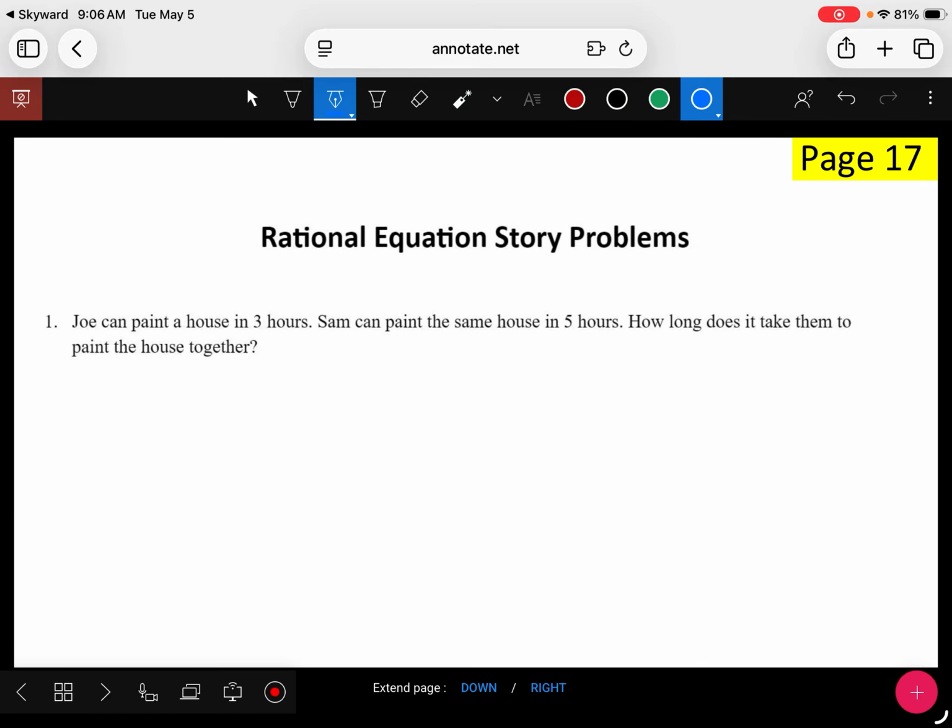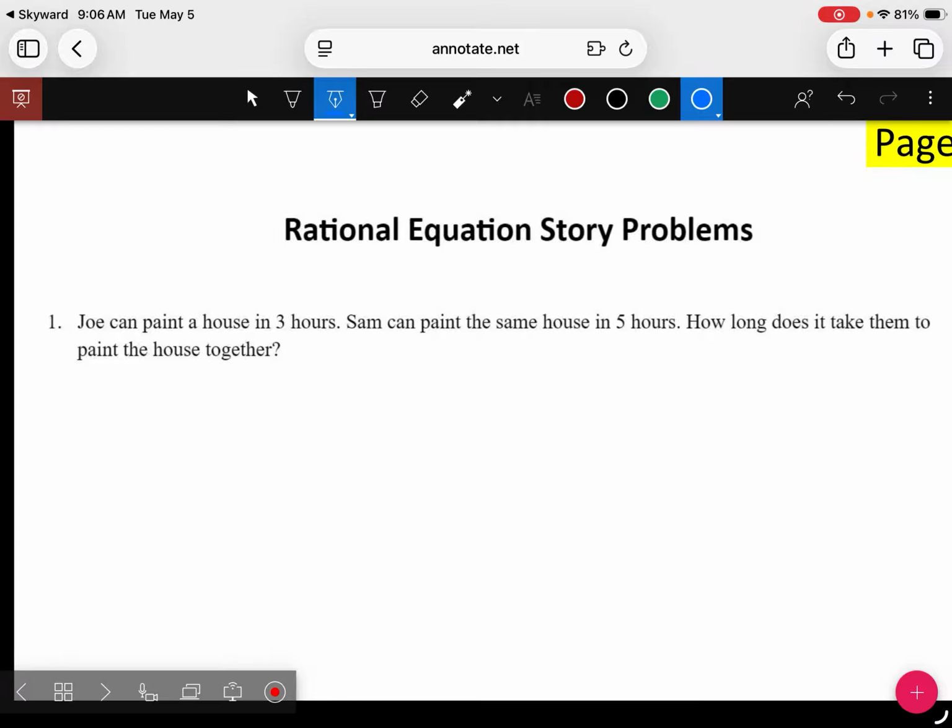All right, so rational story problems are when you have people working alone and you're trying to figure out how long it would take them if they work together. So the formula is actually quite easy. It's 1 over the first person plus 1 over the second person equals 1 over them together. And it could be more than 2 people, but it has to be at least 2 people.